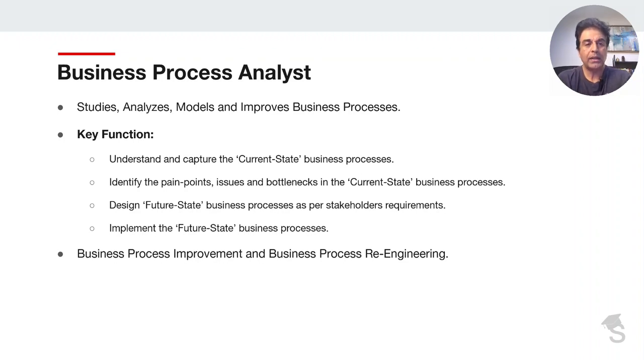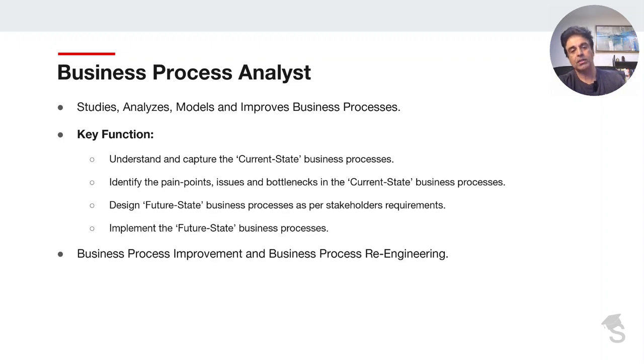So what exactly is a business process analyst? A business process analyst studies, analyzes, models, and improves processes of an organization, right? As the title says, a business process analyst is all about process improvement, re-engineering, and process optimization. To be more specific, a business process analyst is responsible for making processes efficient and effective, which helps organizations reduce cost, improve productivity, increase sales and profit, basically all the good things that organizations are looking for.